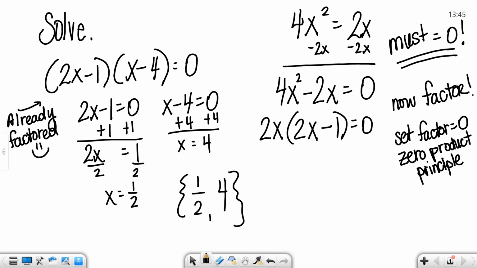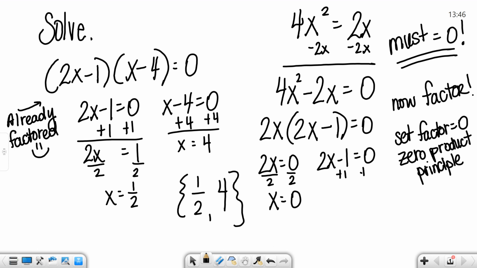Okay, so one of my factors is 2x. I set it equal to 0. My other factor is 2x minus 1. I set it equal to 0. Now I solve both of these. 0 divided by 2 is 0. Okay, divide by 2, and I get x is 1/2.